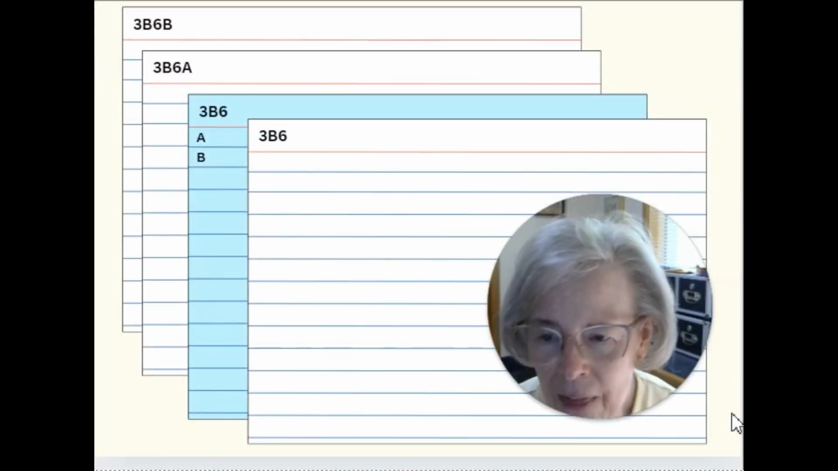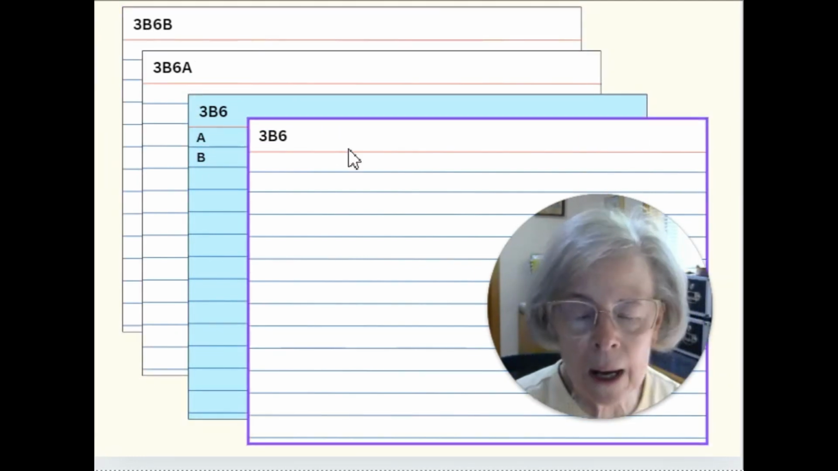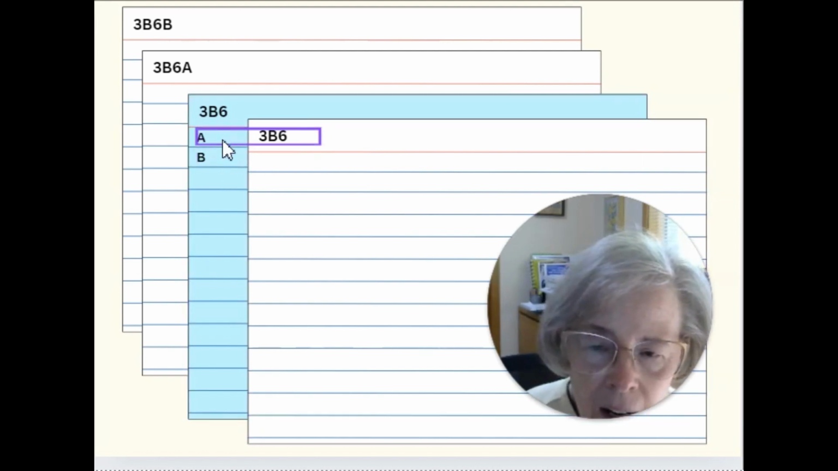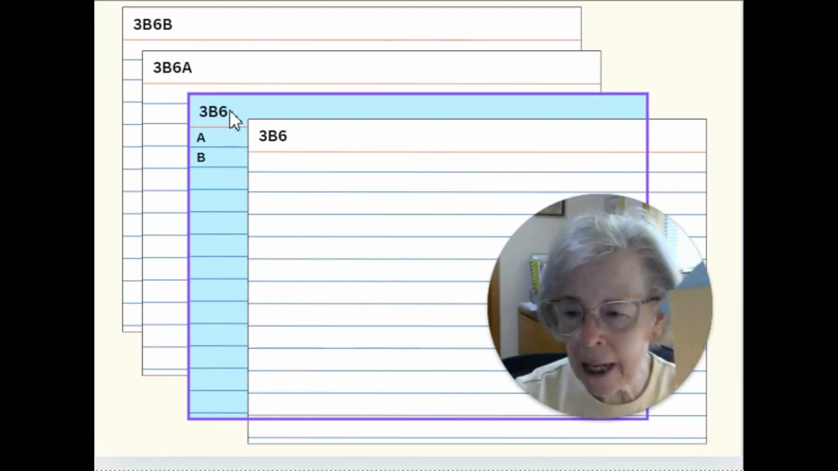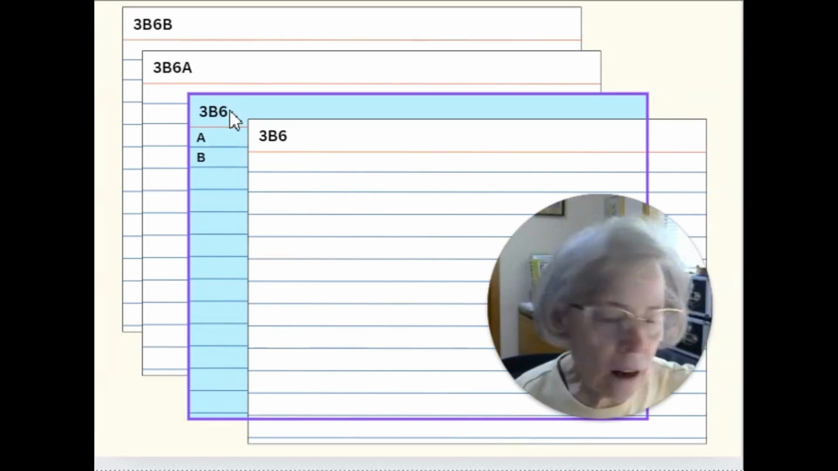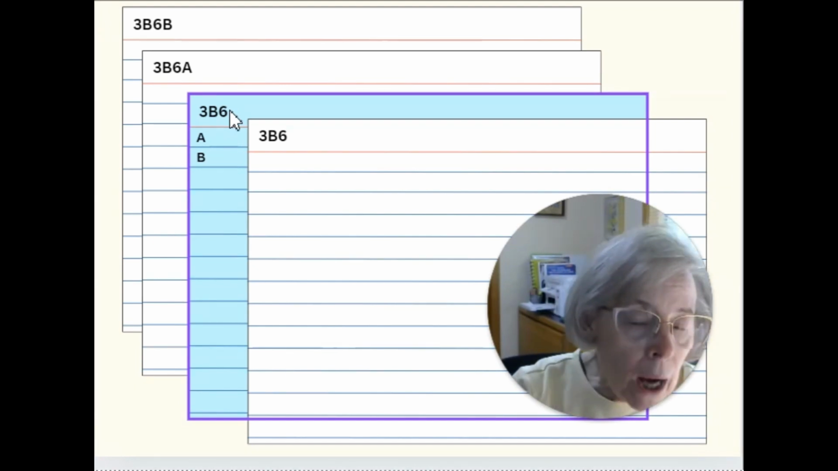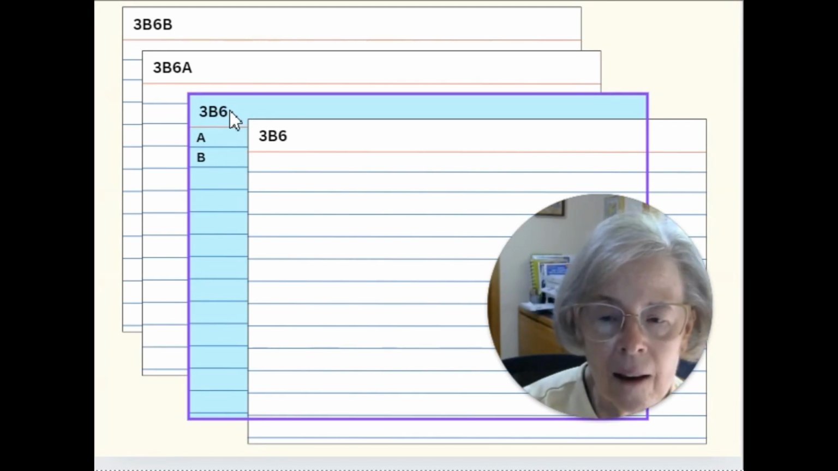The trick is that if I have two cards that both are vying to come right after a given card, then I need to show both of them together as both coming after this card. And for that purpose, I create a directory card, and I put my directory cards on colored cards. I want to do them on colored cards because I want to know immediately that this card is not officially a part of my Zettelkasten. It's a directory card that lets me see, well, what all comes right after 3B6. And that's 3B6A and 3B6B.